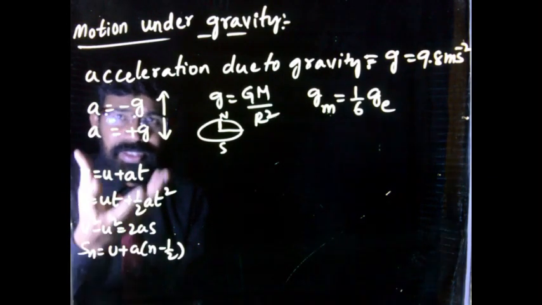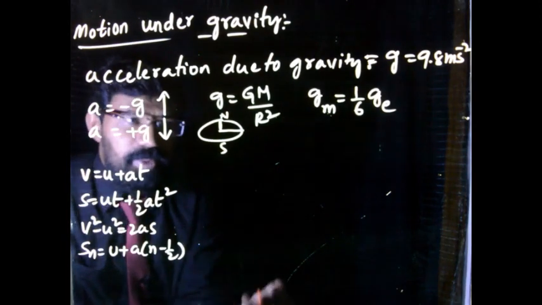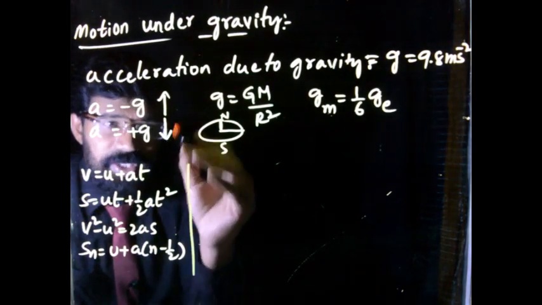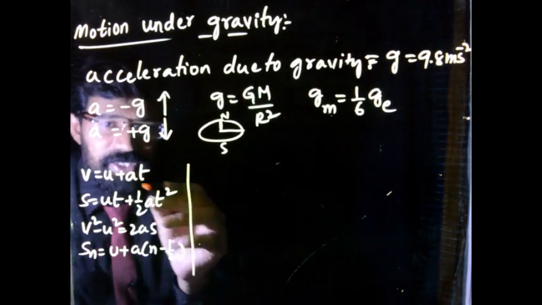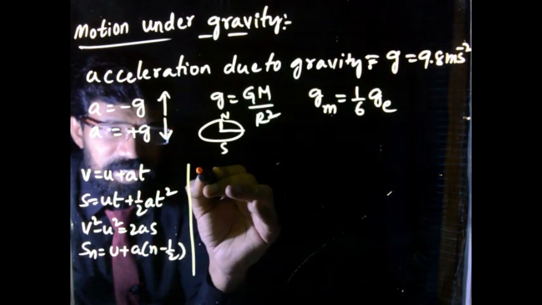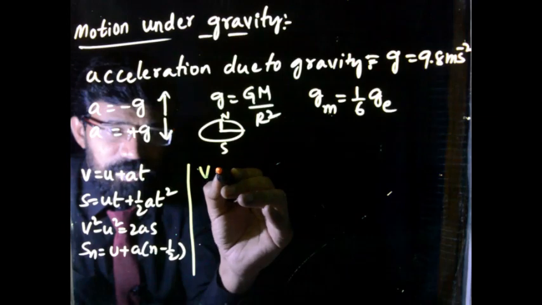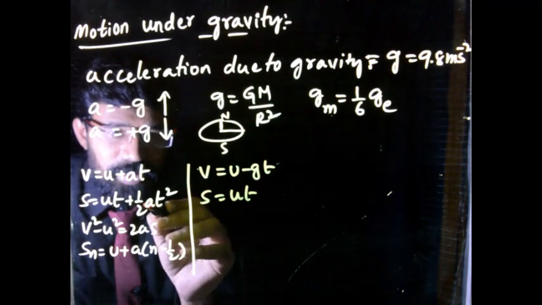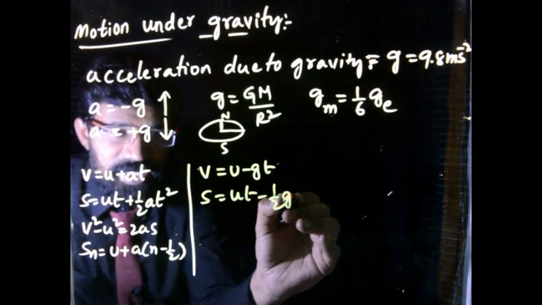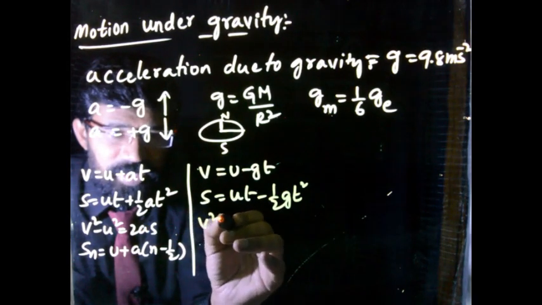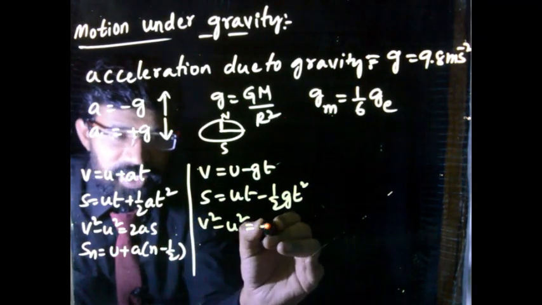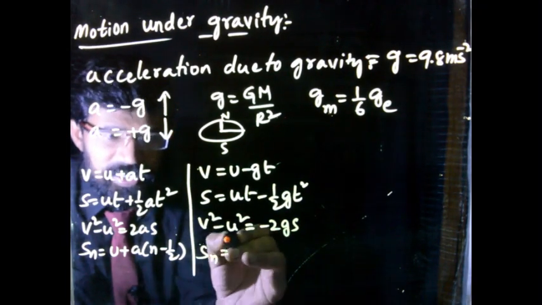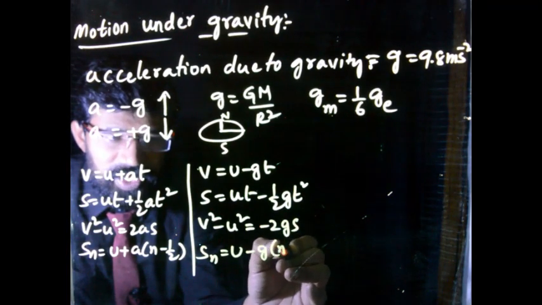You can create an idea about this motion under gravity. Now I'm going to replace this a. First I will consider upward projected motion. Upward projected motion means you have to replace a with minus g. Let me do that. So what happens if I replace a with minus g? The equation v = u + at becomes v = u - gt. The equation s = ut + (1/2)at², when you replace a with minus g, becomes s = ut - (1/2)gt². And v² - u² = 2as becomes v² - u² = -2gs. In the case of S_n, the distance traveled in the nth second, it becomes u - g(n - 1/2).